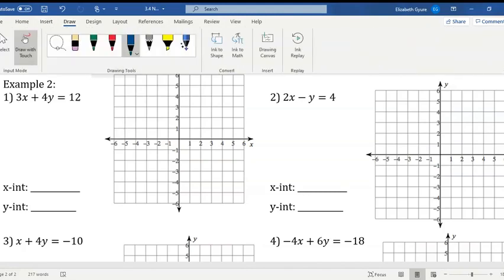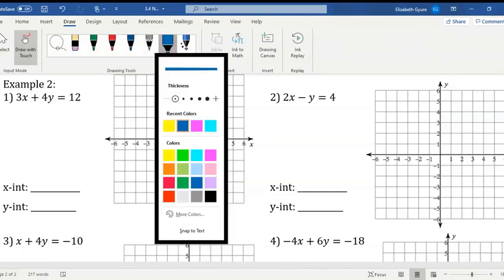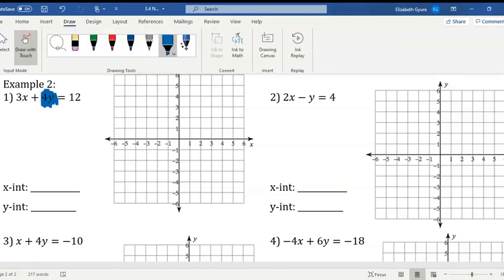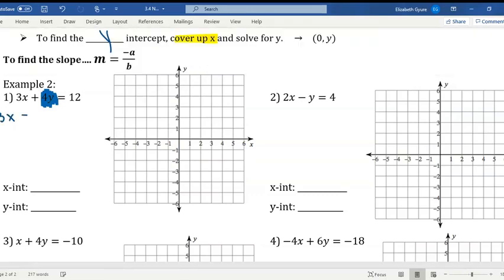So here's what I'd like you to do. You can use your hand, a Post-it note, a piece of paper, a ruler, whatever. We are literally going to cover up y. You can just think about it too. If you cover up y, we're just left with 3x equals 12, right? If you cover up y, isn't that all that you see? Can you then solve for x?